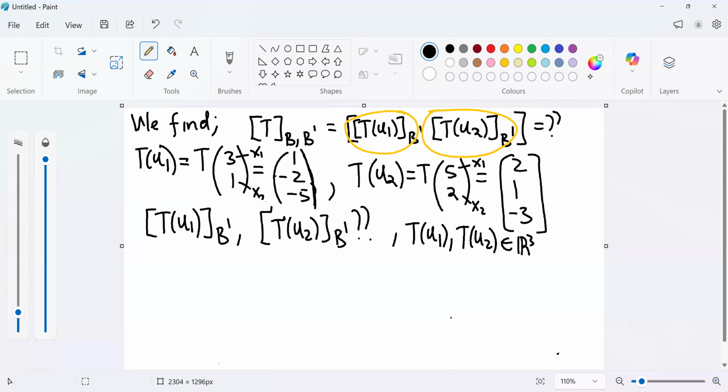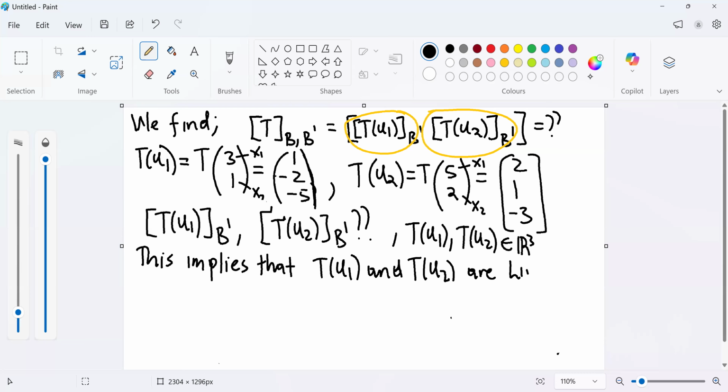they're in R3. Then this implies that TU1 and TU2 are linear combinations of V1, V2, V3, like that. So they are in R3.